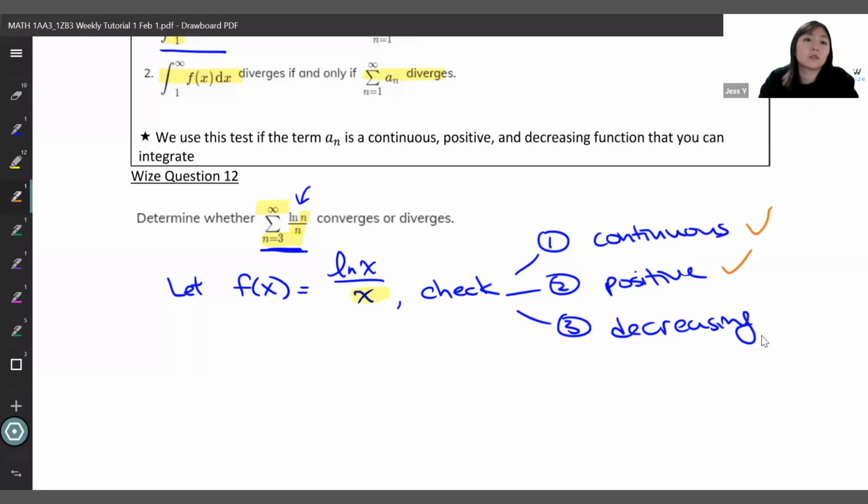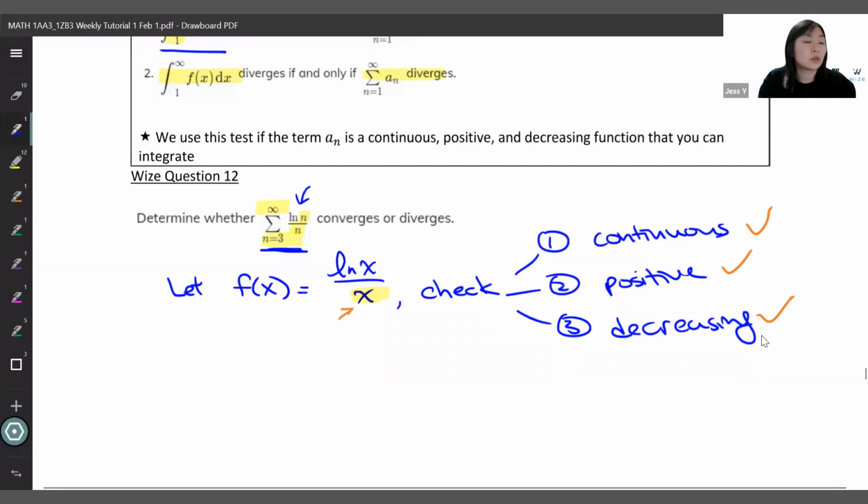It's positive because x goes from 3 to infinity. All of these are going to be positive numbers. And it's also decreasing. And you can check this by thinking of the graph of ln x and x. You could be more analytical. You could use derivatives, but usually we just think of the graph. Ln x kind of tapers off as it goes up. X shoots up like a straight line. So x actually grows faster. So this number down here is going to get larger faster. So the whole number is going to get smaller, right? So it's decreasing. Okay, so check those three conditions.